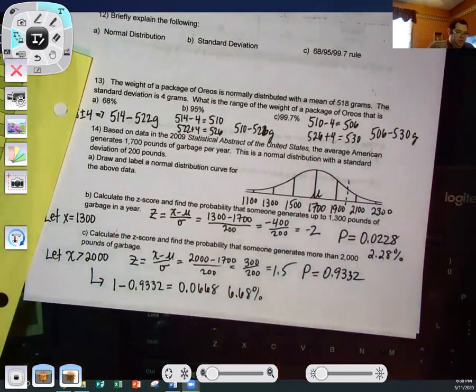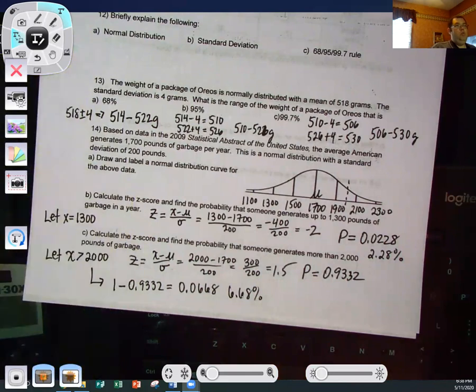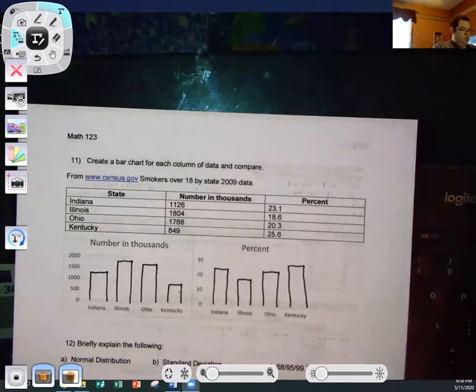So there's a probability of 0.0668, 6.68% chance that someone would generate more than 2,000 pounds of garbage in a year. Okay. So on to question number, that was 14. Let's go to question 15.